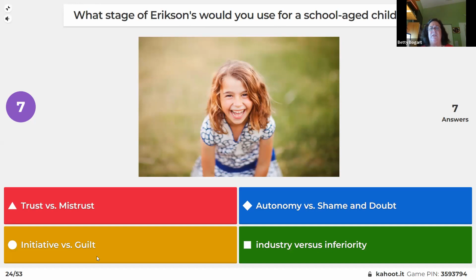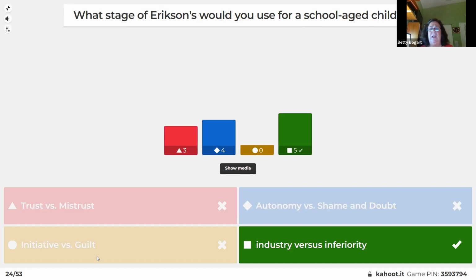They like to do things well. They like to please. They like their peers to accept them, that they're doing something good. And that's industry. And then the other part is school-age children cannot do everything well, so they feel inferior. So it is industry versus inferiority.